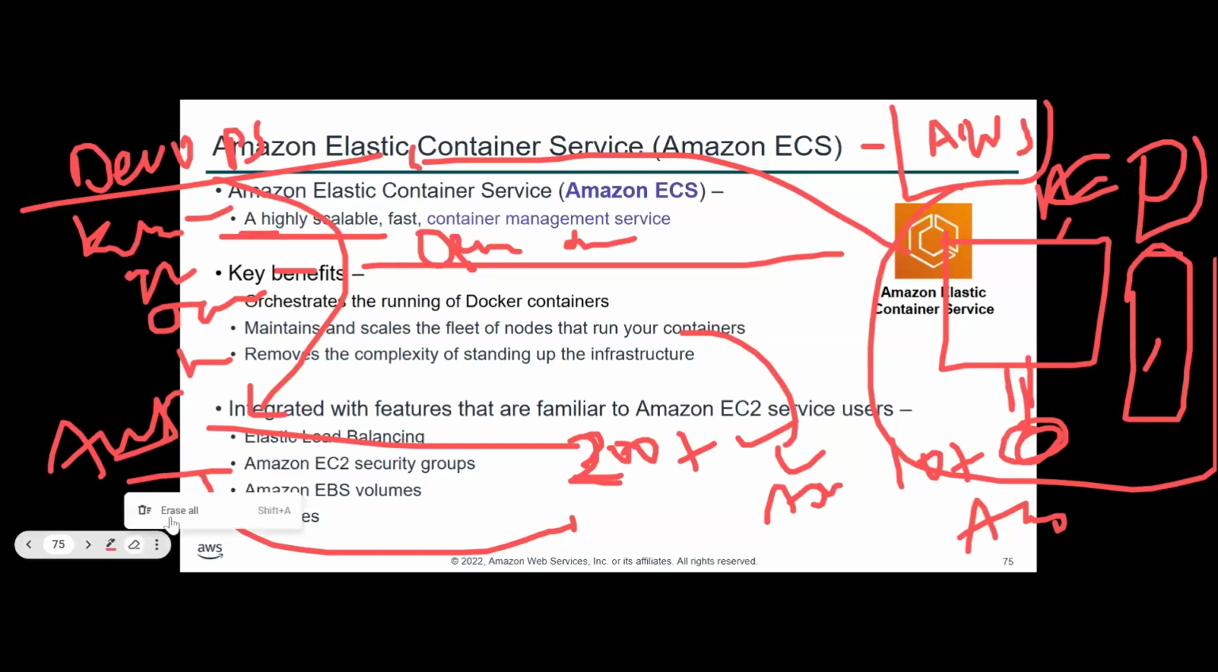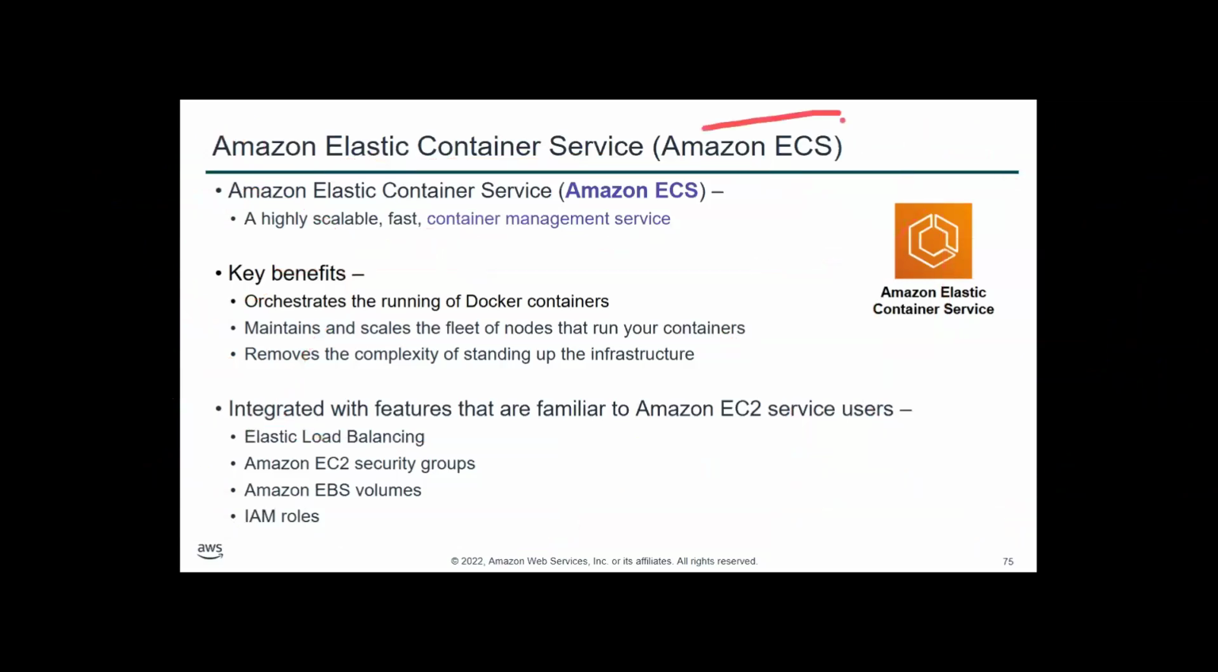So coming back, ECS is again a container orchestration service. Container orchestration means management, a highly scalable and fast container management system. It orchestrates the running of Docker containers. Whatever you see in Kubernetes, the same thing repeats here also. It maintains and scales a fleet of nodes. Nodes are nothing but servers.